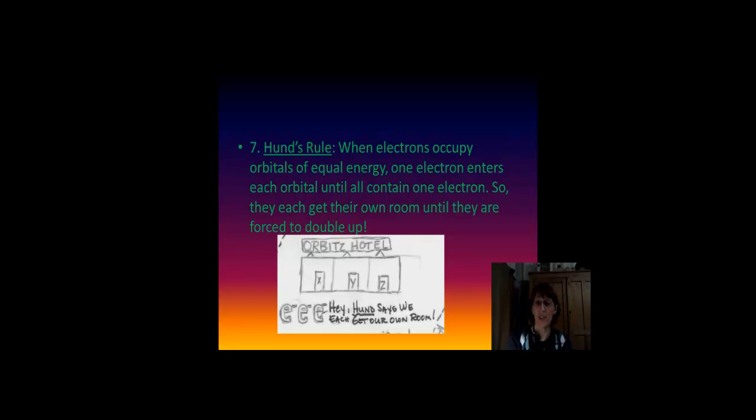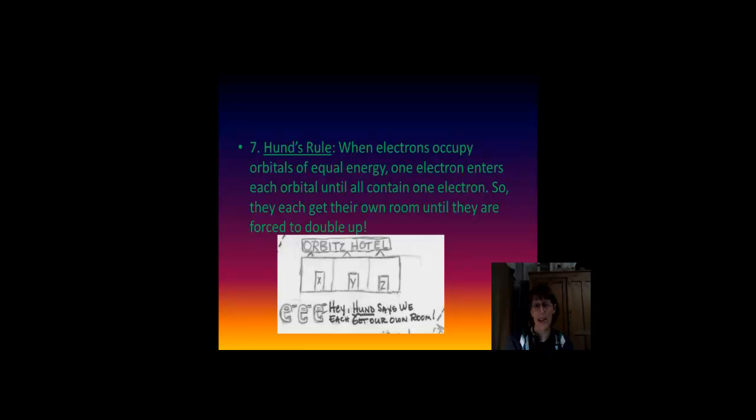Number 7 is Hund's rule. When electrons occupy orbitals of equal energy, one electron enters each orbital until they all contain 1 electron. So pretty much what that means is they don't pair up until they absolutely have to. So you see the spiffy little Orbits Hotel, and it's got 3 rooms, X, Y, and Z, the x-axis, the y-axis, the z-axis, and they're not going to pair up 2 in the X and 1 in the Y and none in the Z. They'll have 1 in the X, 1 in the Y, 1 in the Z, and then they'll pair up when they have to.